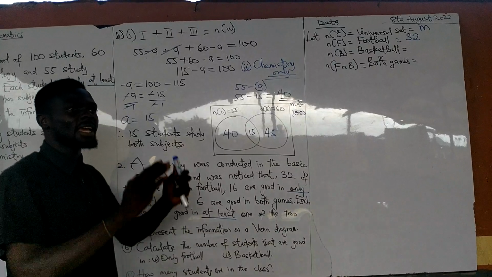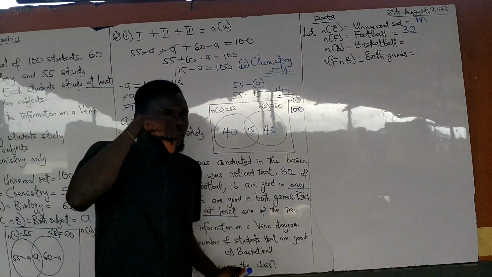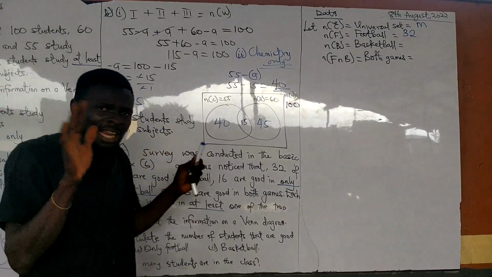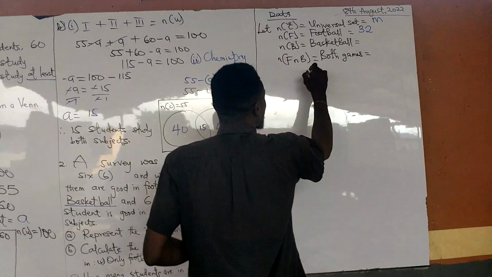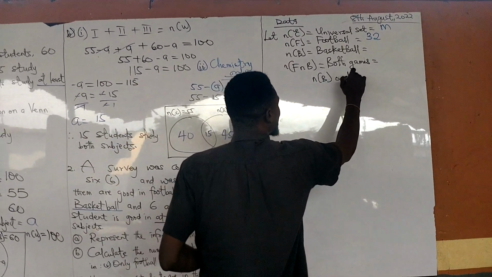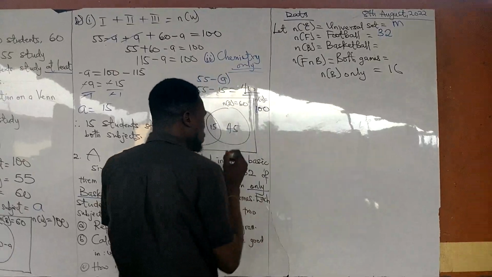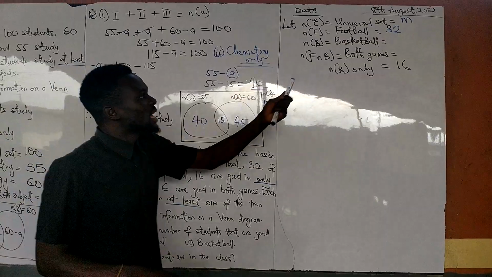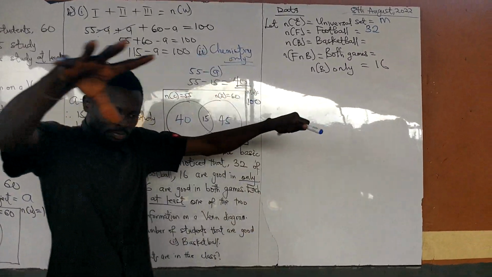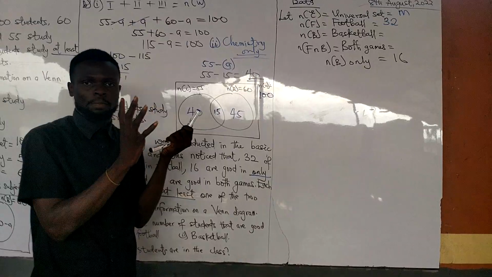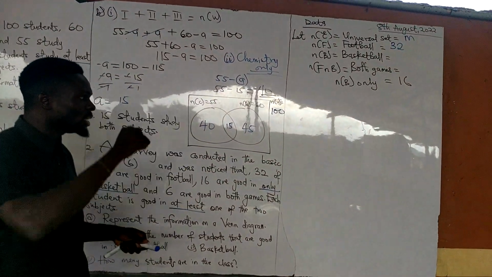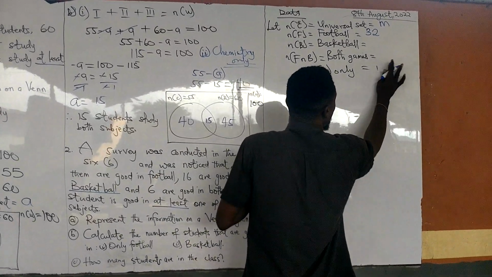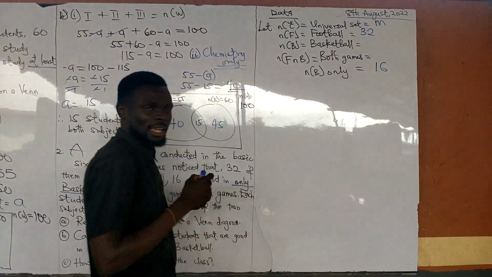The question didn't say 16 of them are good in basketball. No, the question said 16 are good in only basketball. So we have to write the number B only is 16. Do not record the 16 here because the question said only. The one we record here is the people that played that game. So the number of students that are good in only basketball is 16.